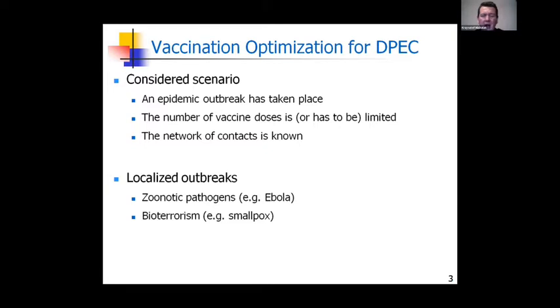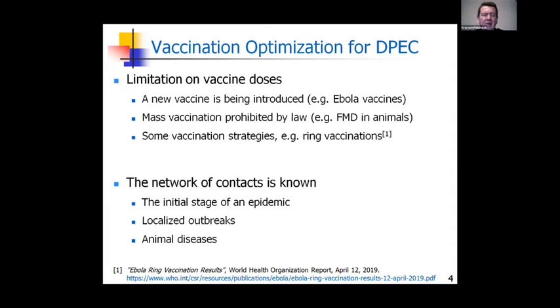In particular, when you have localized outbreaks, for example, in the case of zoonosis, when you have a pathogen coming from animals, such as an Ebola virus, for example. Also in cases of bioterrorism, when somebody tries to infect people, you can expect rather localized outbreaks of an epidemic. The limitation on vaccine doses can be present when a new vaccine is being introduced, as was the case in the previous year, 2019, with experimental Ebola vaccines.